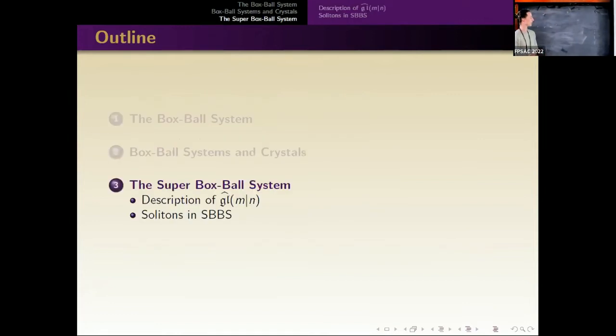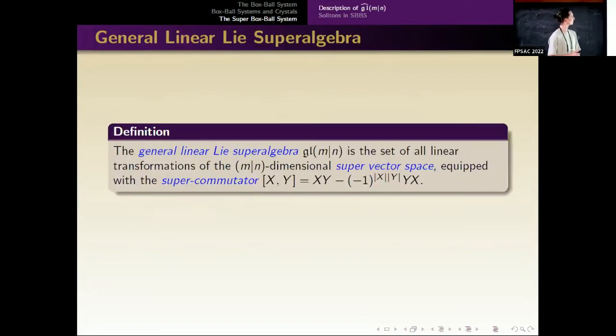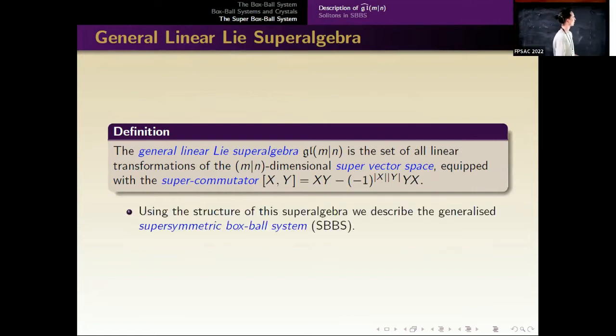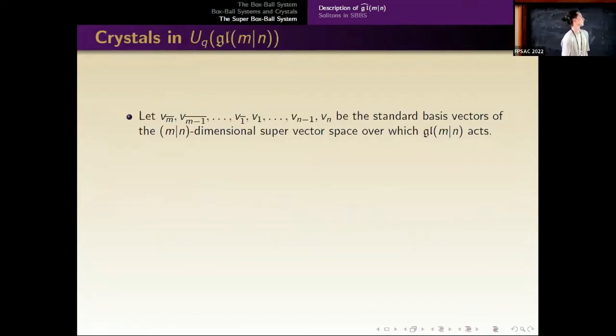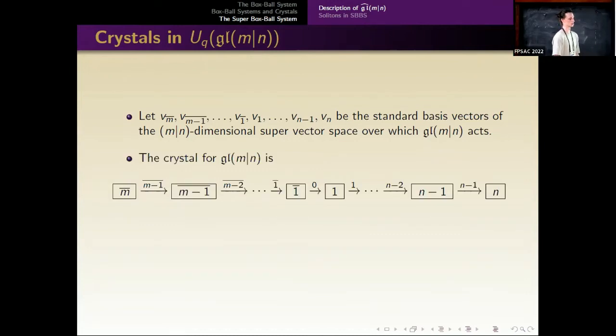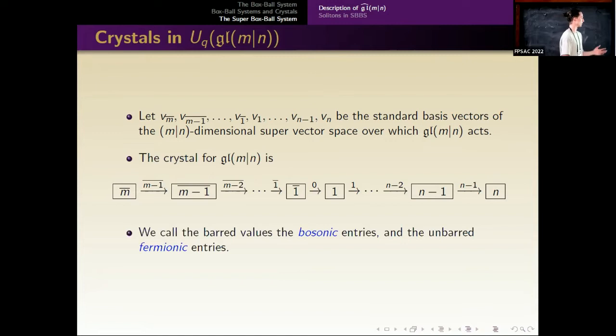Now I'm going to go on to describe how we've generalized the system using the affine general linear Lie superalgebra. The general linear Lie superalgebra is a set of linear transformations of the (M|N) dimensional supervector space equipped with the supercommutator, given as follows. We utilize the structure of this algebra to describe the supersymmetric box ball system. We have the standard basis vectors for the (M|N) dimensional supervector space over which GL(M|N) acts, and we have the crystal for GL(M|N). We denote the barred values as bosonic entries and the non-barred values as fermionic entries.